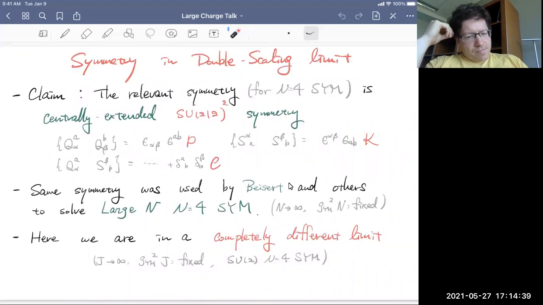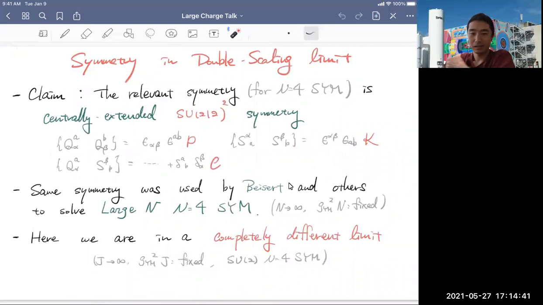Okay. And as I said, the same symmetry was used by Beisert. I'm going to give you a very brief sketch of the derivation of why this is true. But first, let me say that the symmetry is used by Beisert and others to solve N=4 Yang-Mills in the large N limit. But I should emphasize that now we are in a completely different limit, but the same symmetry plays an important role.